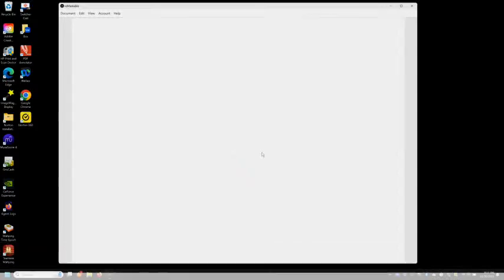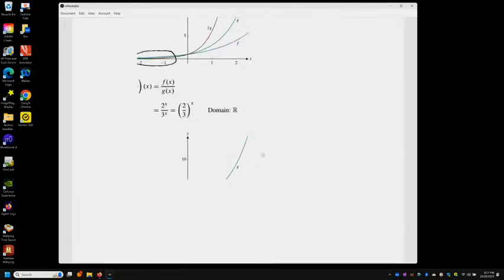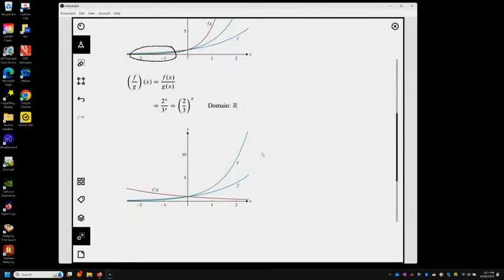And finally, this is kind of a cool one down towards the bottom. The quotient function, f divided by g, is just f of x divided by g of x. And here I could rewrite this a little bit as 2/3 to the x.